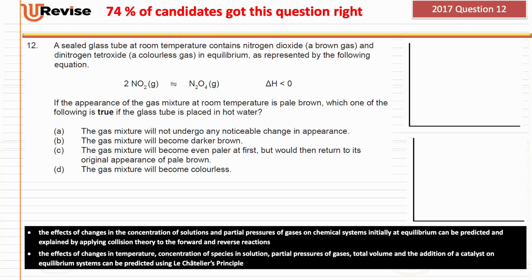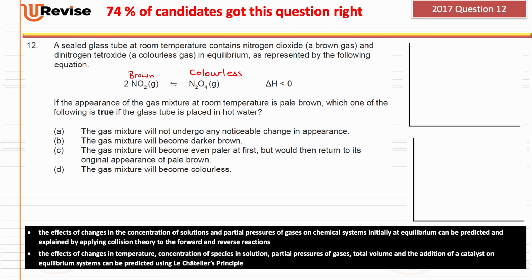Let us take a look at question 12 from the 2017 exam. The question reads, a sealed glass tube at room temperature contains nitrogen dioxide, which is a brown gas, and dinitrogen tetraoxide, which is a colorless gas in equilibrium, as represented by the following equation, which is this one here. So we are told that this is brown. I'm going to label this, and we're told that this is colorless.